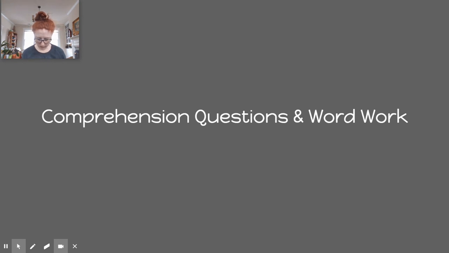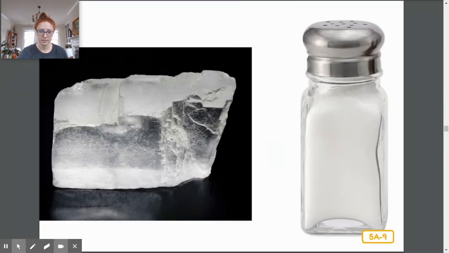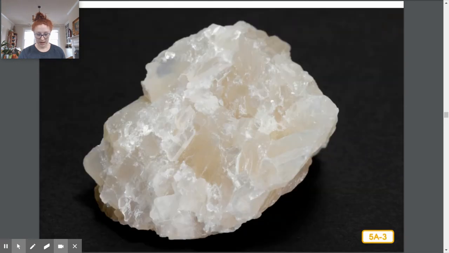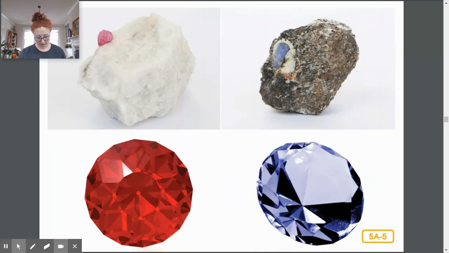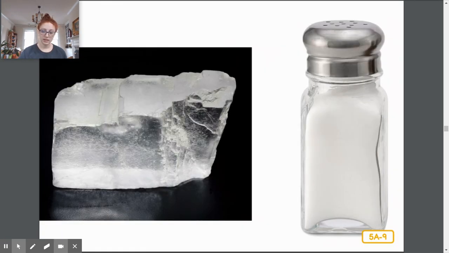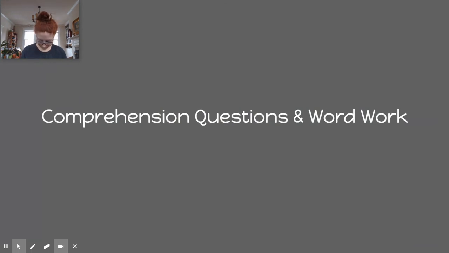Name some of the minerals that you heard about. Let's look back at our pictures. What do we have? We had quartz, and we've had some rubies, emerald, diamond, even salt, right? What is a gemstone? A gemstone is a stone that is cut and polished to be used in jewelry.